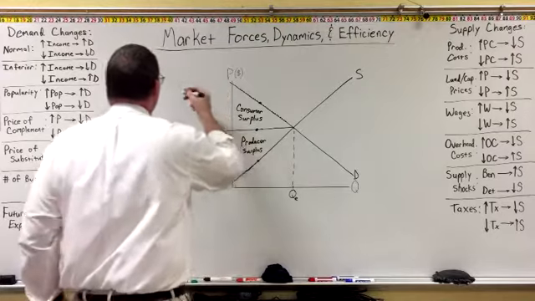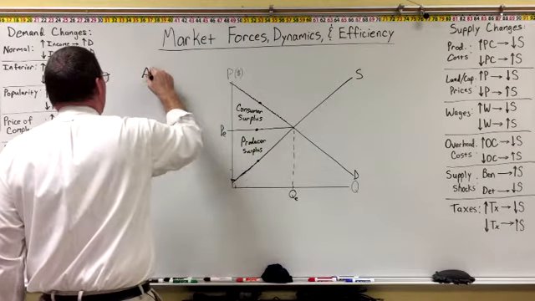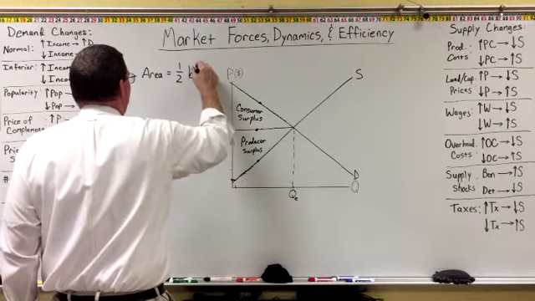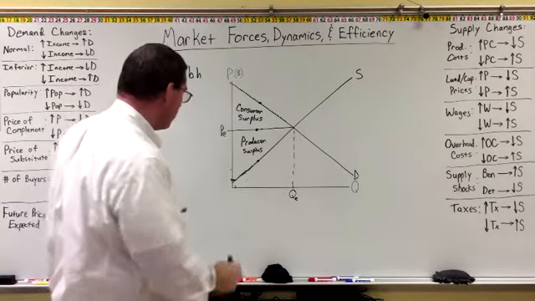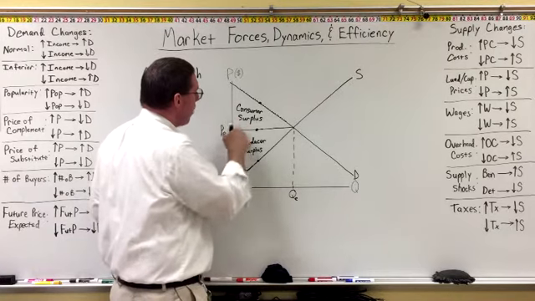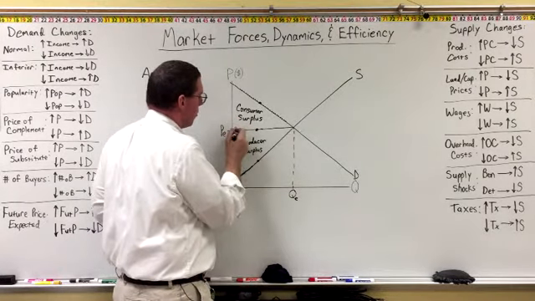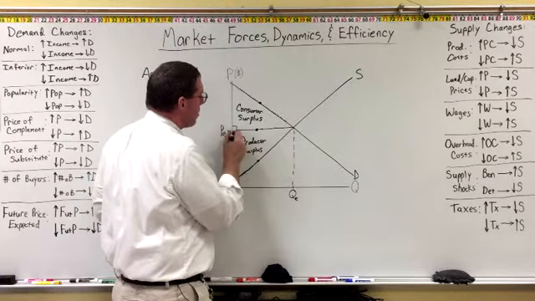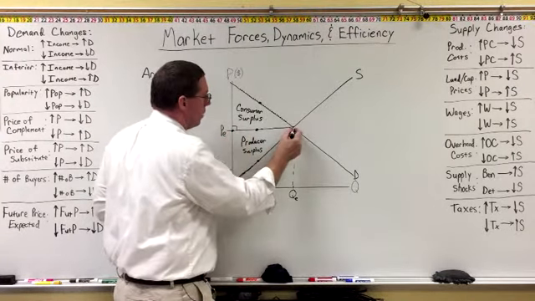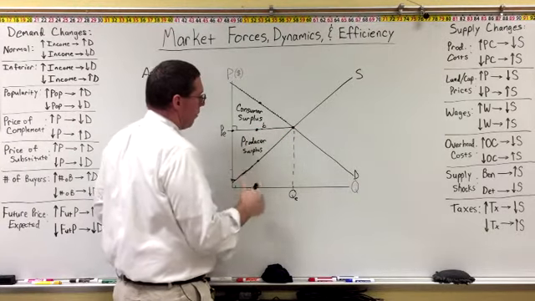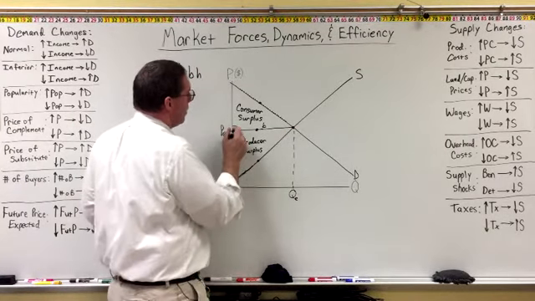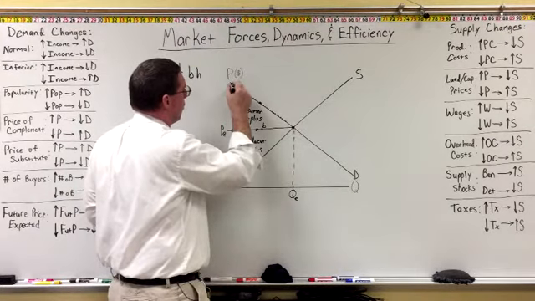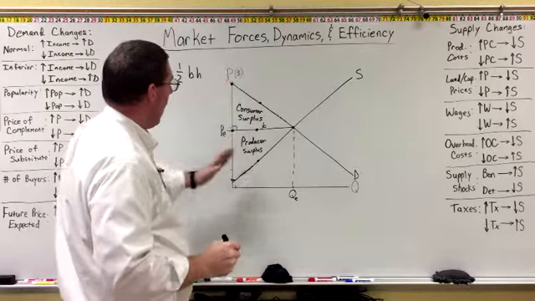So let me remind you that the area of a triangle is equal to 1/2 base times height. Now, these two triangles are both right triangles, so it's really easy to calculate their height and their base. The base is the distance from here over to here. So this is the base for both of them. And the height, for the consumer surplus, goes from here up to where the demand curve meets the vertical axis. Okay?